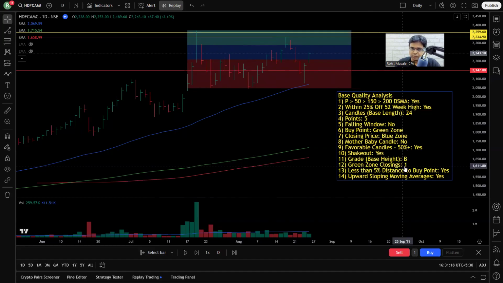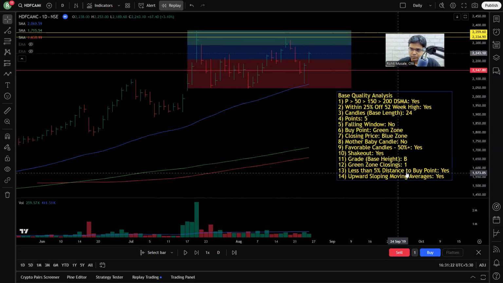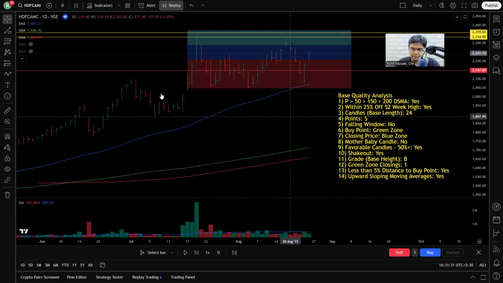Green zone closing, one bar closed inside the green zone. We would have ideally wanted more to have closed in the green zone. Less than 5% distance to buy point.